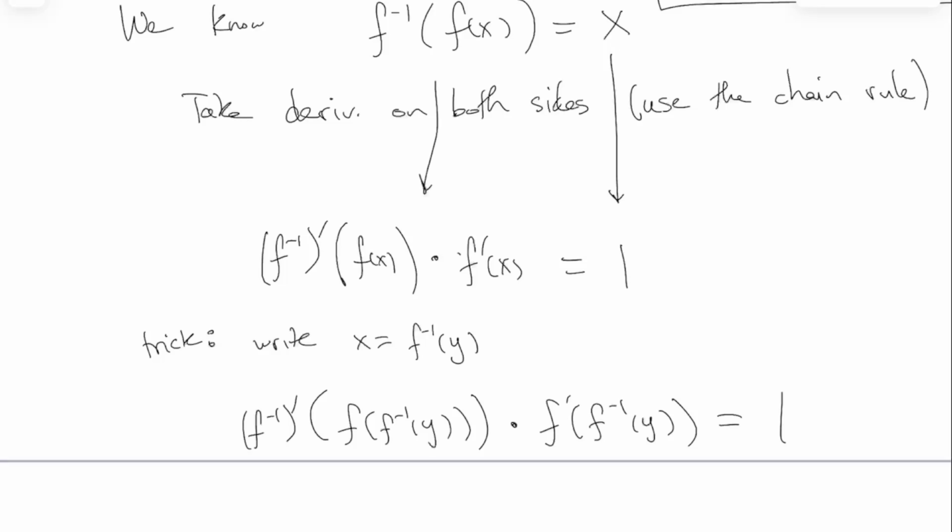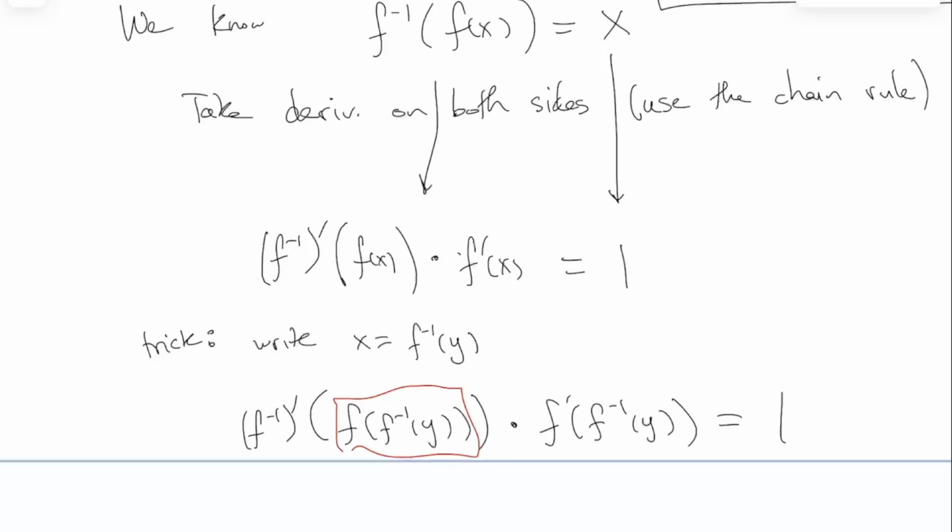Can you cross out the f inverse y with each other, like in the parentheses? No. It does have to do with this right here. Actually, you can simplify right here. Anybody see something? Oh, f of f inverse of y is y? Yeah, this whole thing right here is y.